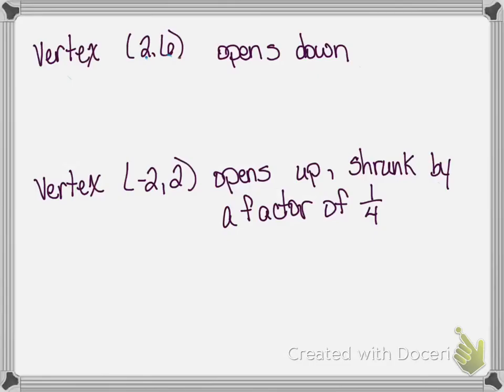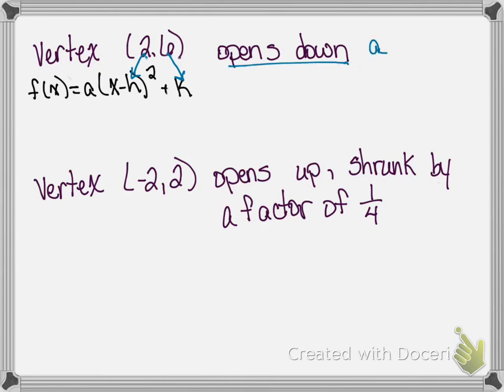We good? Okay. So, what we're going to do now, we're going to start out pretty simple. I just want us to take a given vertex and some given information, and we are going to put it into this standard/vertex form. So that is f of x equals a times (x minus h) squared plus k. That k doesn't look great. Let me rewrite that. Plus k. Is that better? So this is my h value and it goes right there. This is my k value and it goes right there. The opens down affects my a value.